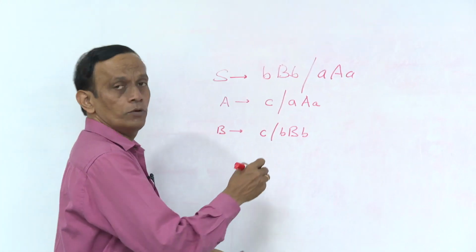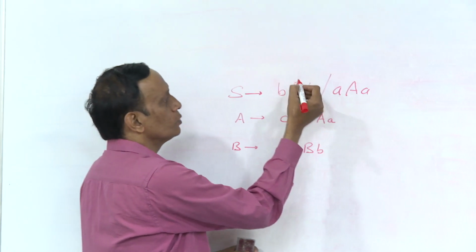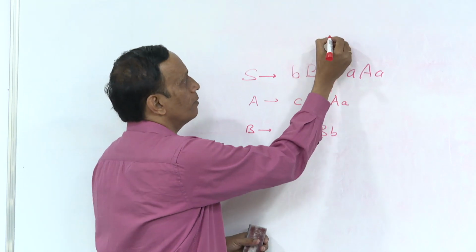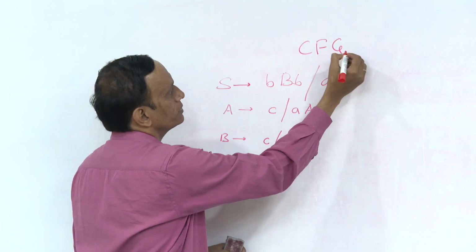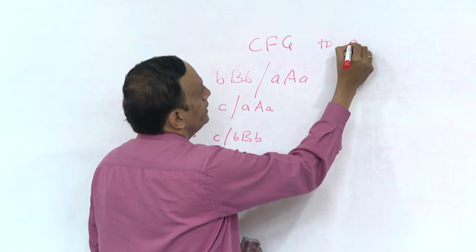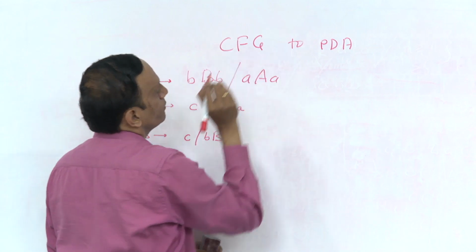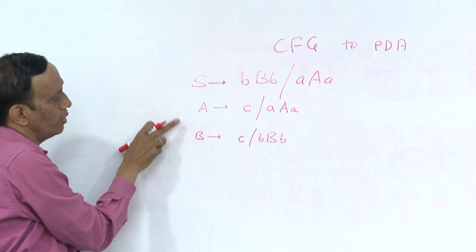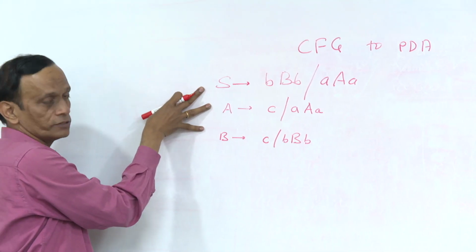Okay, so now we will consider a method to construct a pushdown automata from a context free grammar. So, constructing an equivalent PDA from a given context free grammar. Let us assume that we have been given a context free grammar which looks like this.